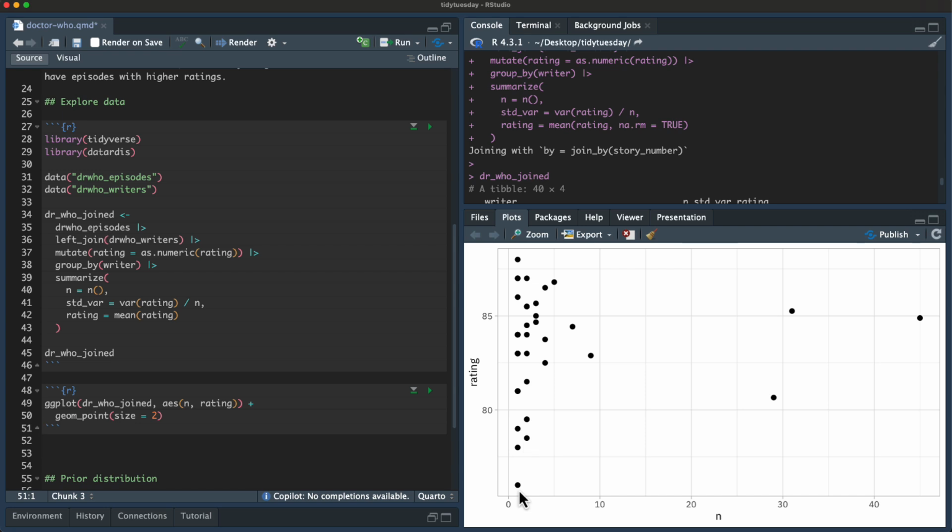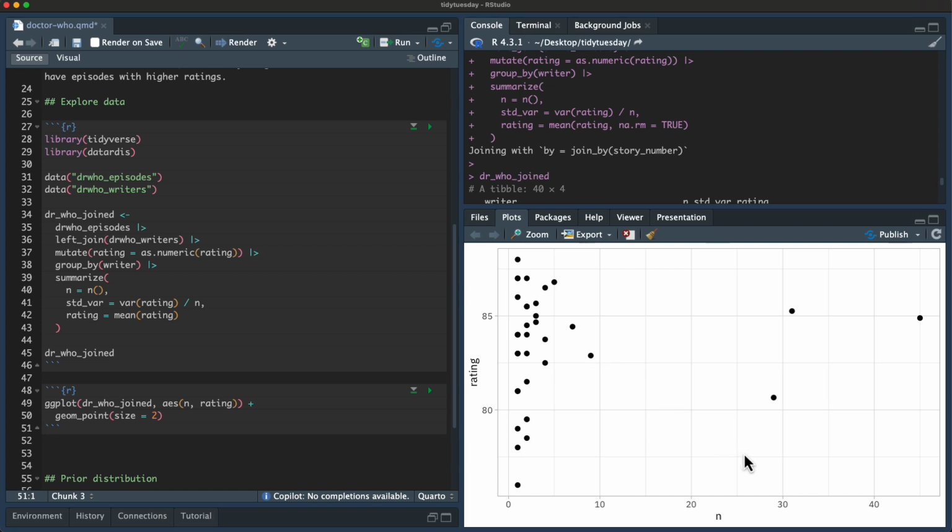Especially, is this one way down here? How strong is our evidence that this is actually a lower rated, like a worse writer than someone here in the middle? And this is exactly the kind of question that Empirical Bayes can help you answer, can help us understand.